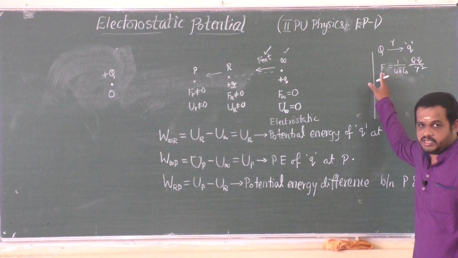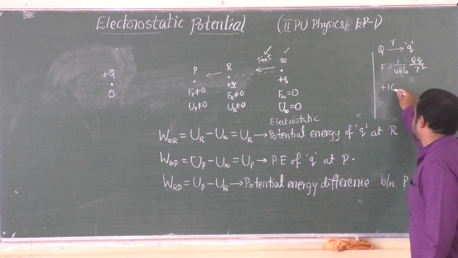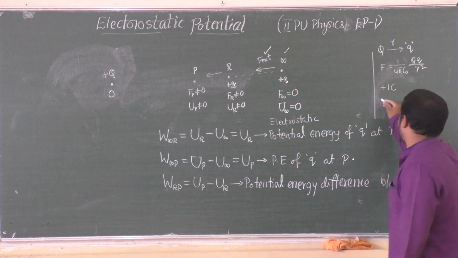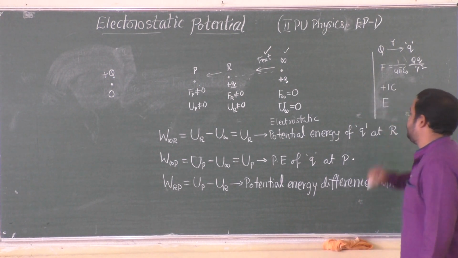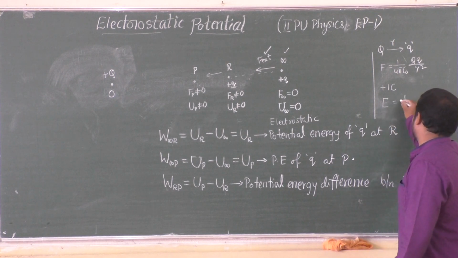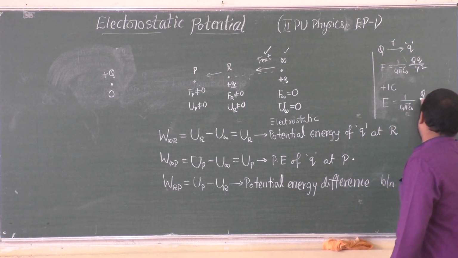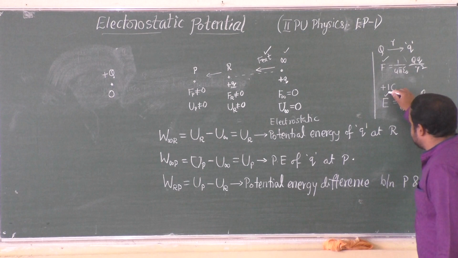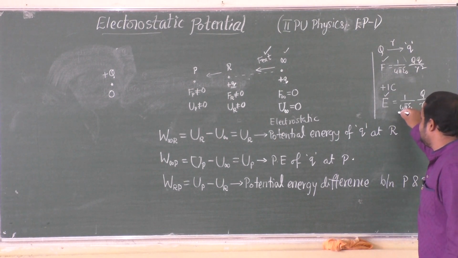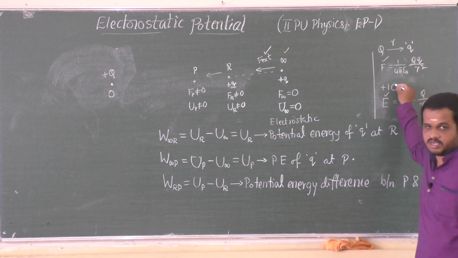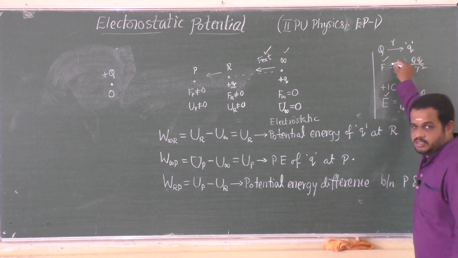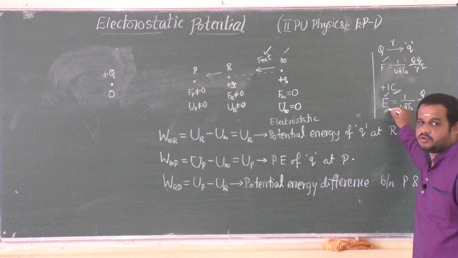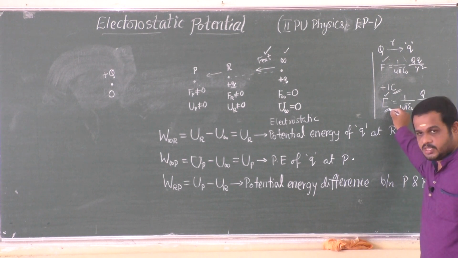The same electrostatic force in case of unit positive charge is called by a different name, that is electric field, which is given by 1 by 4 pi epsilon naught Q divided by r square. Electric field is also force, but with one condition: it is the force per unit charge. Same quantity, but when it is in case of unit charge, we use a different term and different notation to represent that electrostatic force.